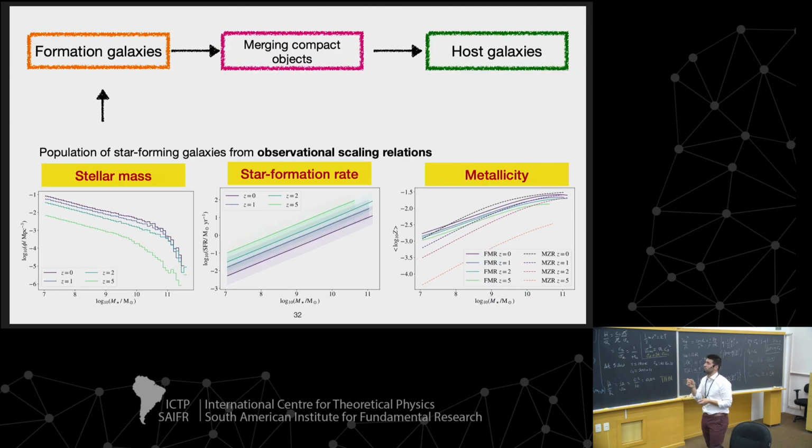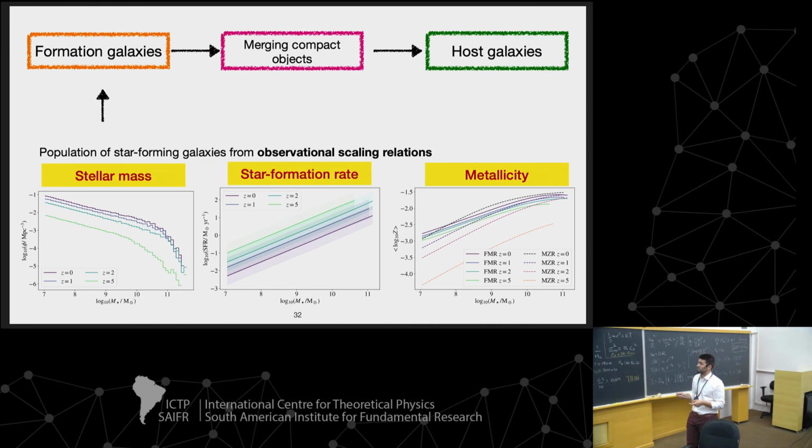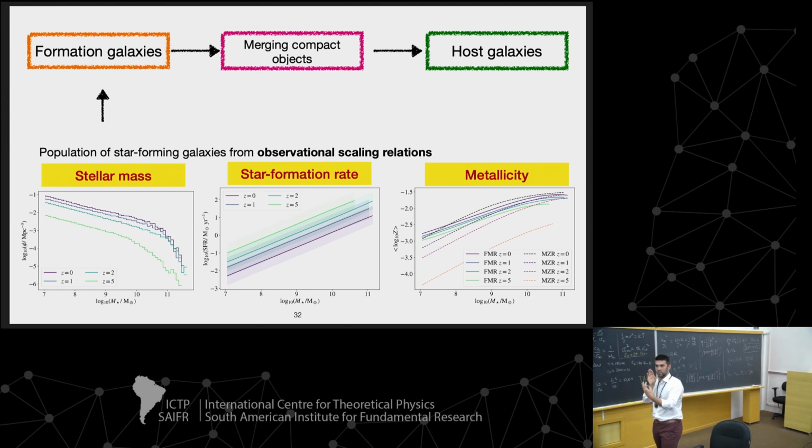So what we do is we need to create a population of formation galaxies. We fix the redshift, for example, redshift 5. We sample a number of galaxies from the galaxy stellar mass function, so in this way we know the mass of the galaxy. We sample the star formation rate from the star formation rate main sequence. And finally, we sample the metallicity, either from the fundamental metallicity relation or the mass-metallicity relation. So we will have a catalog of formation galaxies with these three different properties. These are the minimum amount of properties that define your galaxy.